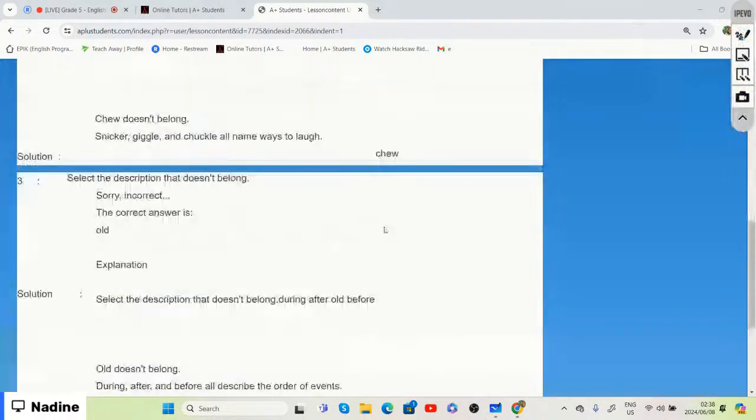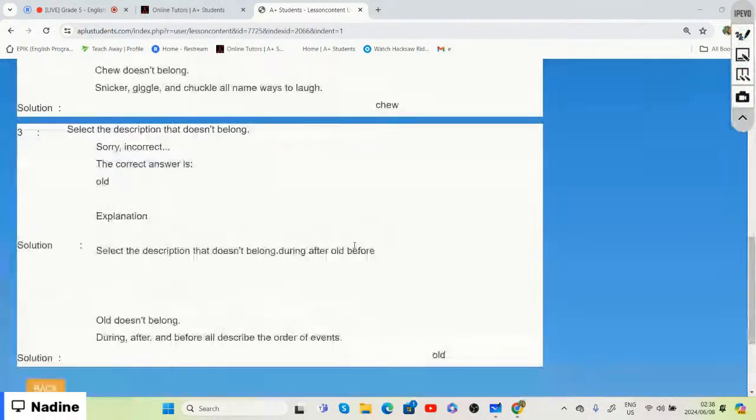All right, last one, then we go to our test. Select the description that doesn't belong: during, after, old, before. During, after, old, before. We need to select or state where we describe the order of events that is taking place. It's going to be either during the day, after work, before church, or so on.